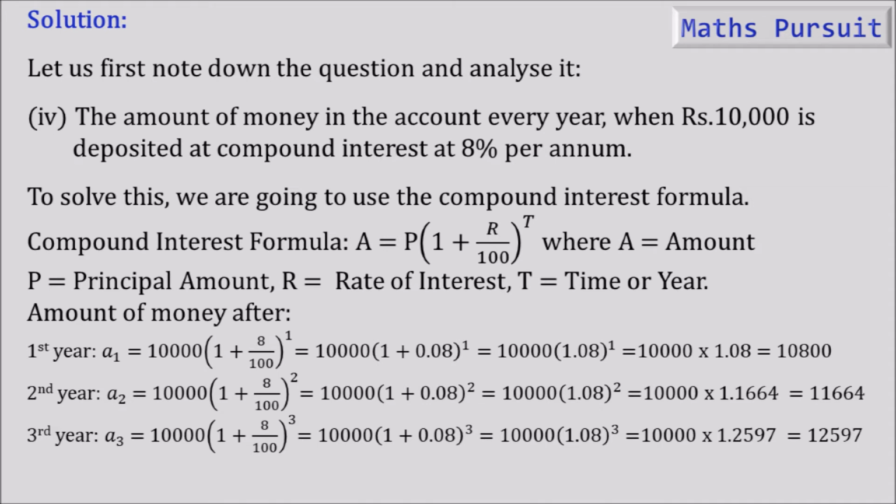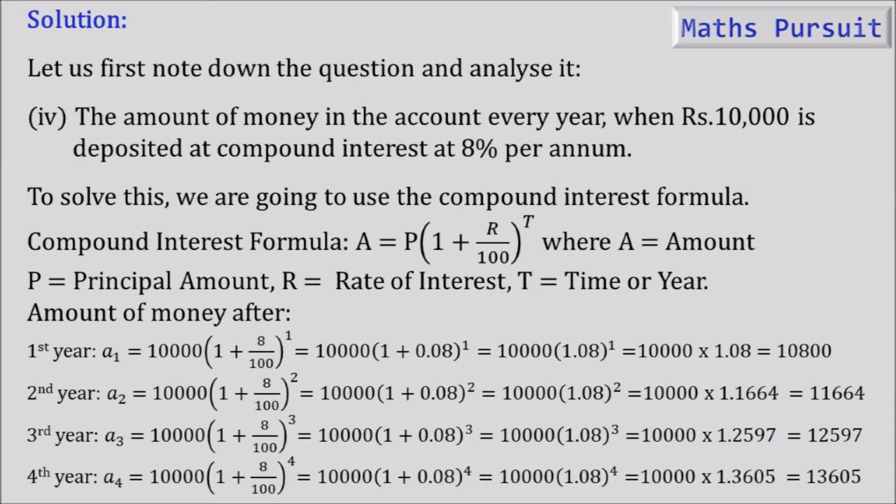Now the amount of money after the third year, A3. Again the principal is 10,000 and (1 plus 8 by 100) to the power 3. This is the third year, so we write the timeline as 3. That is equal to 10,000 into 1.08 cubed, that is 10,000 into 1.2597, which is 12,597. Guys, just put in the formula and then it becomes a simple calculation.